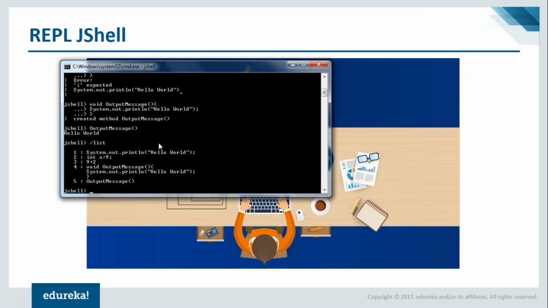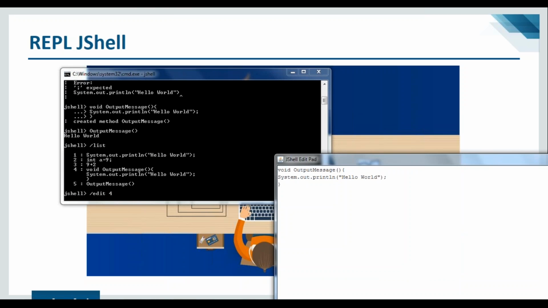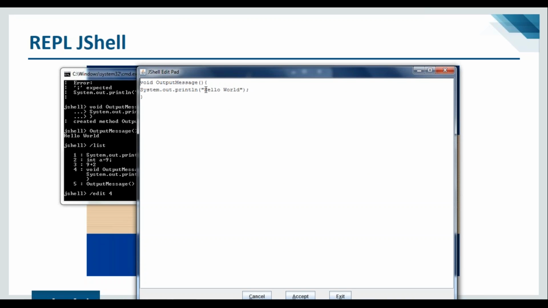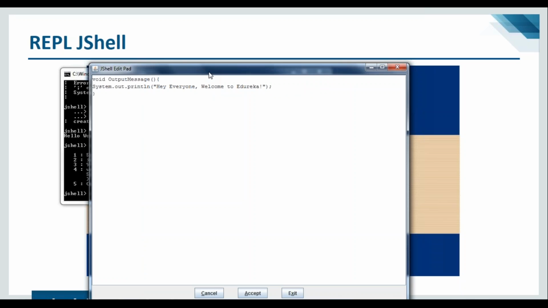Now, you might be wondering, can we actually edit any of the code that we have written earlier? Definitely that is possible, and let's see how that can be done. Again, you can use the list command to get the identifier for that method. Once you've understood this, just use the command /edit and specify the identifier. In this case, it's 4. Now, what you're seeing here is a JShell edit pad, and this comes up by default. So instead of hello world, I'm going to say, hey everyone, welcome to Edureka. Once I'm done with this, I can accept it and then exit.